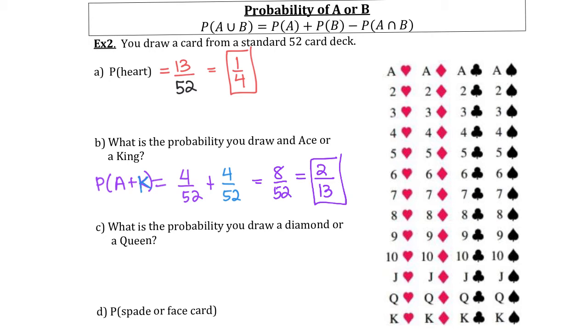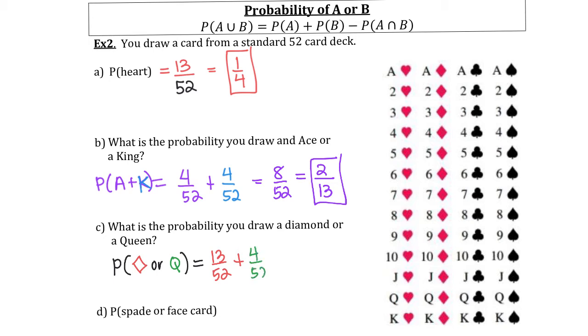Now for C, what's the probability you draw a diamond or a queen? Let me write out the notation of it. A diamond or a queen. First let me consider the probability of a diamond. There are 13 diamonds, so 13 out of 52. How many queens? There are 4 queens.